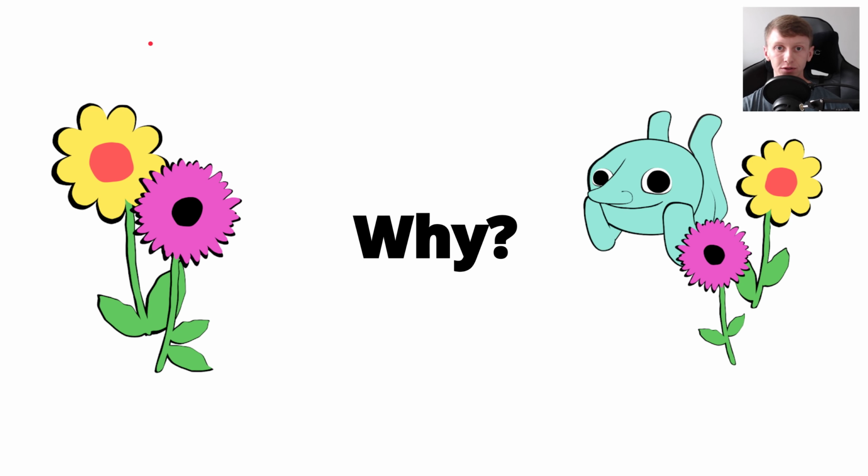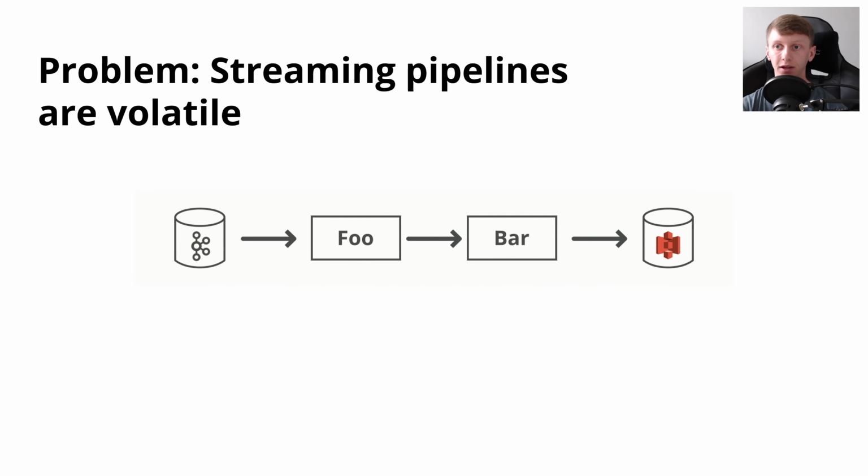So the first thing I'm going to answer is, well, why? Why does this project exist? The problem I'm trying to solve here is that streaming pipelines tend to be quite volatile. So they constantly change. That could be things like the queue systems and protocols between components, but also the format of payloads as they travel through a pipeline. And that could be for all kinds of different reasons.